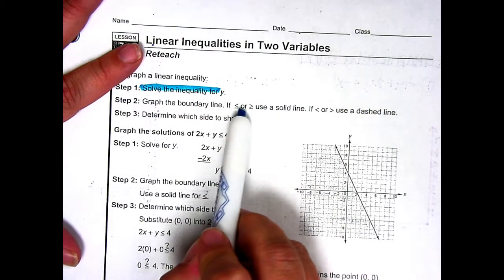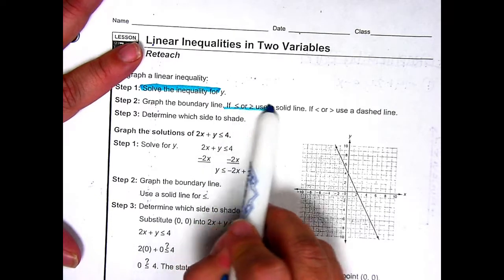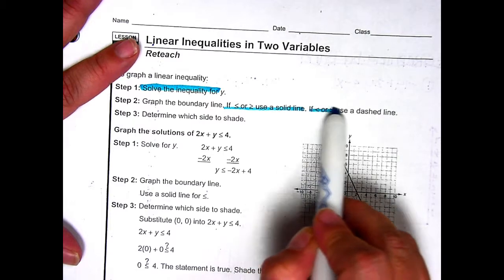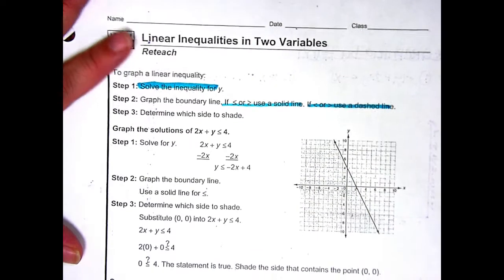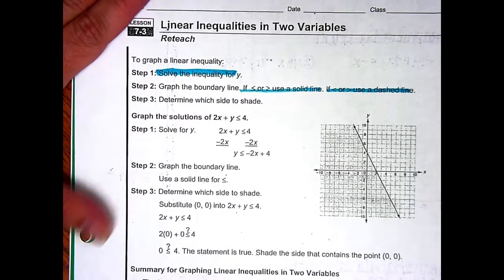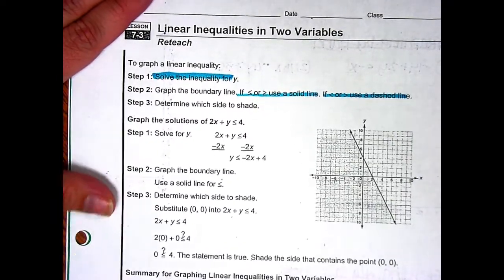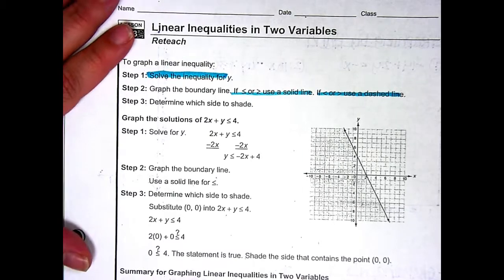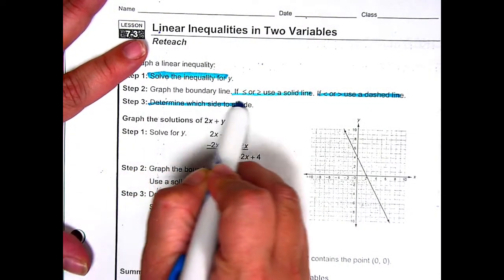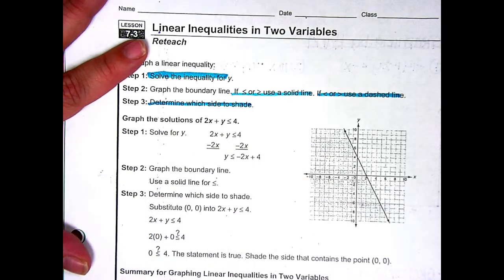If it's less than or equal to or greater than or equal to, the boundary line is solid. And if it's less than or greater than, we use a dashed line. It's kind of like when we're graphing in one variable and we use the open dot and the closed dot, if that helps you to remember. And then the last thing you have to do is determine which side to shade.